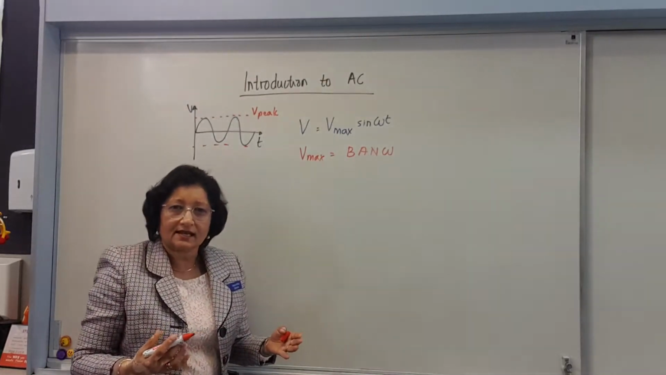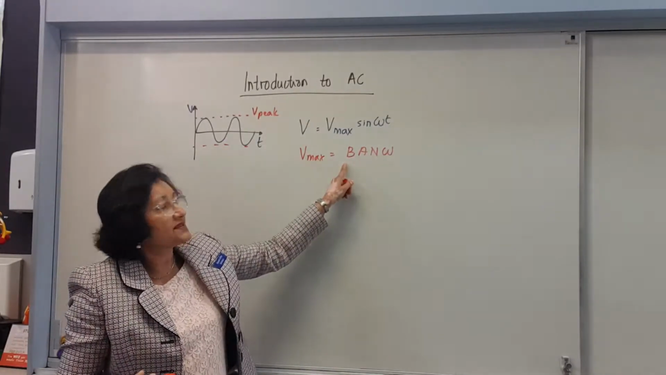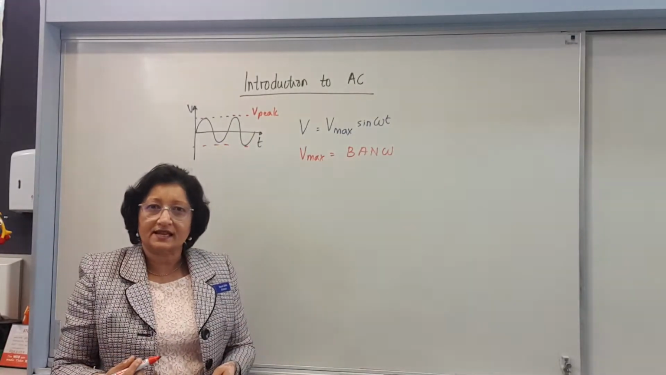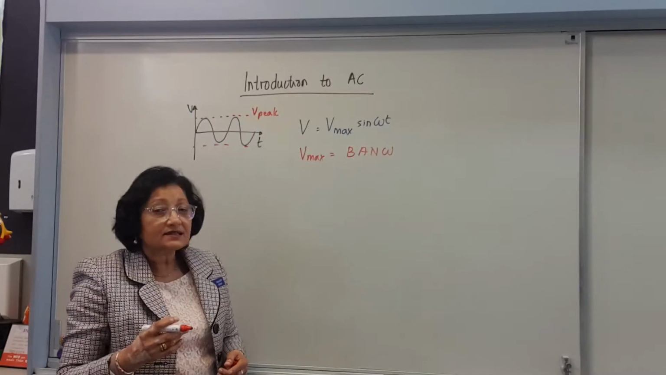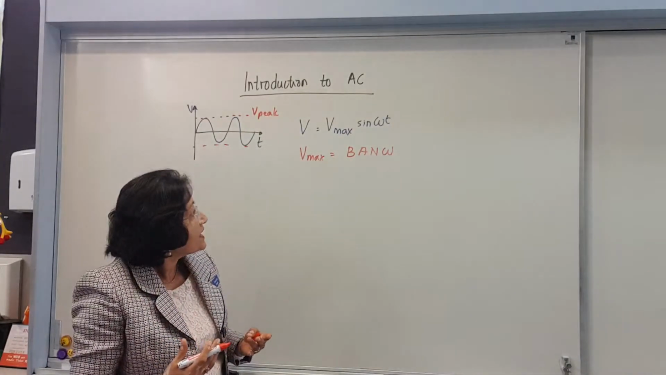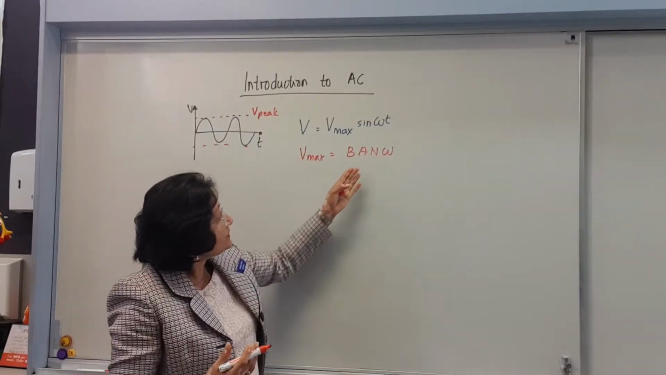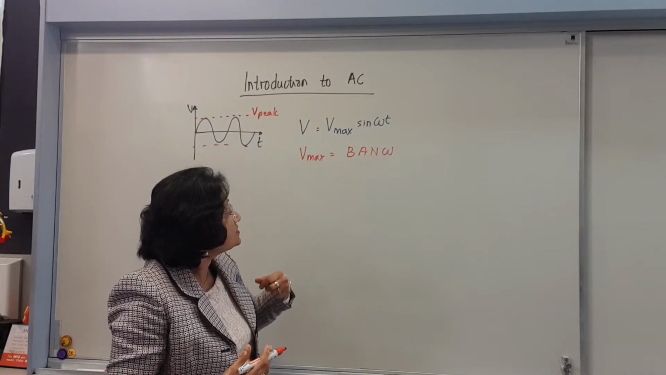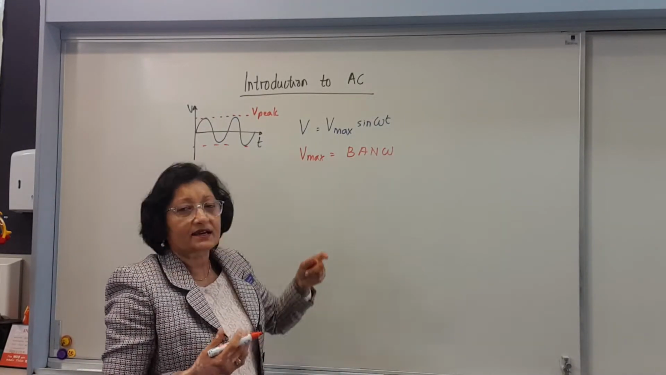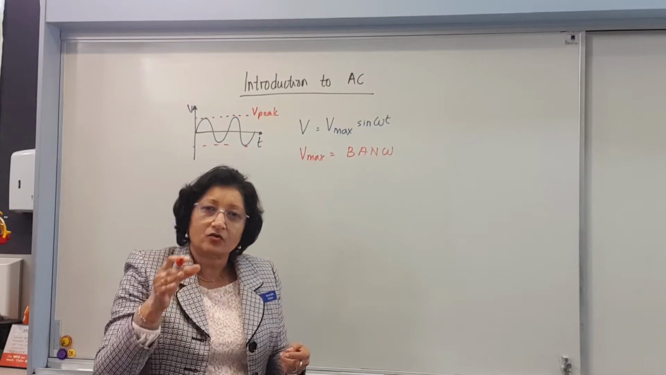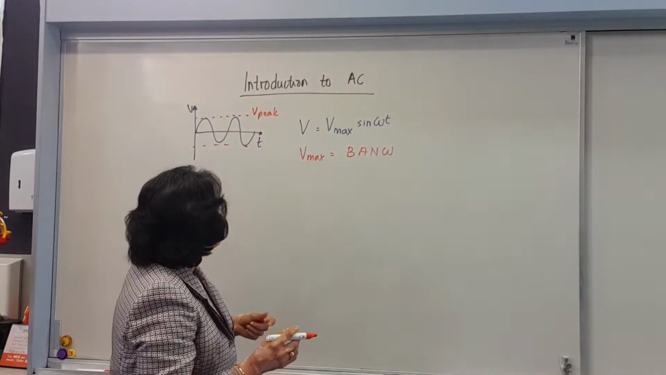So what do all these letters stand for? The letter B stands for magnetic flux or magnetic field strength. A is the area of the coil, and N is the number of turns of the coil, and omega is your angular frequency, how quickly is it spinning, okay?